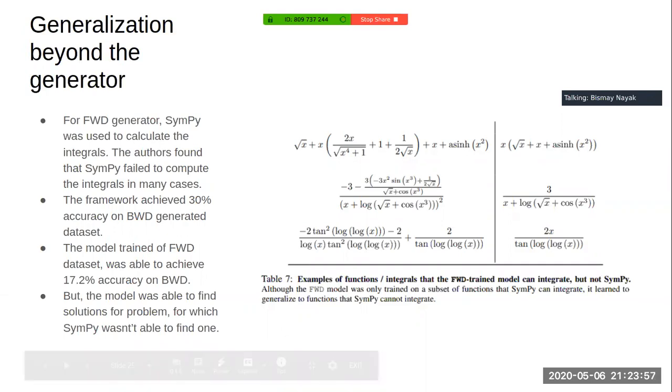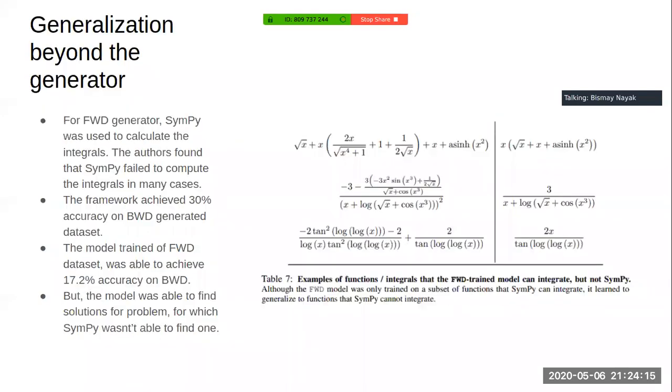So the authors' model was able to generalize beyond the generator that was used to generate the data. It's kind of confusing. Sorry.